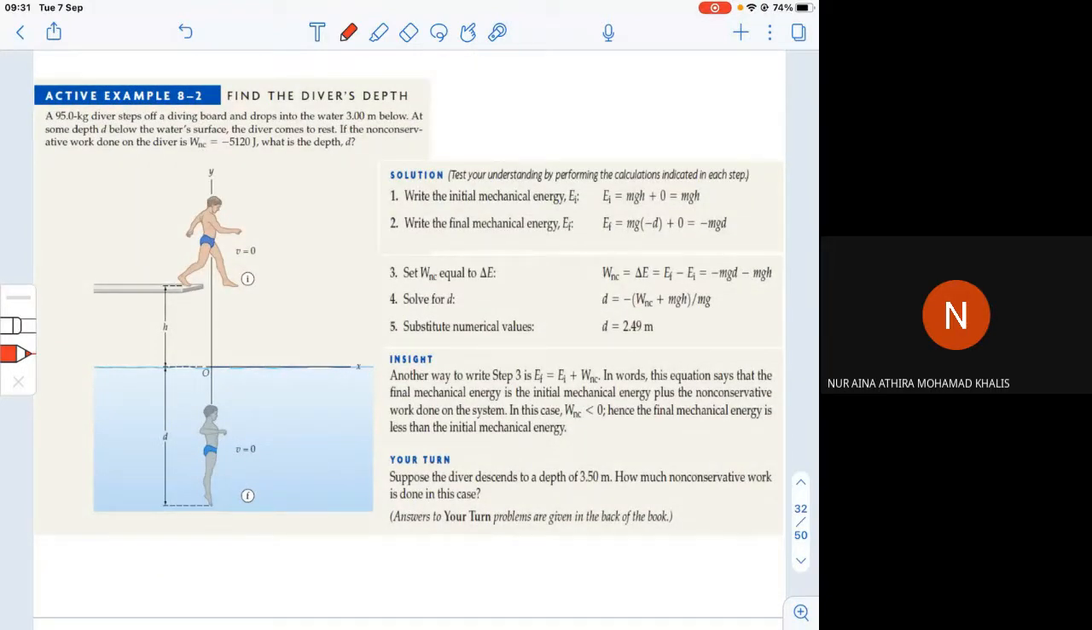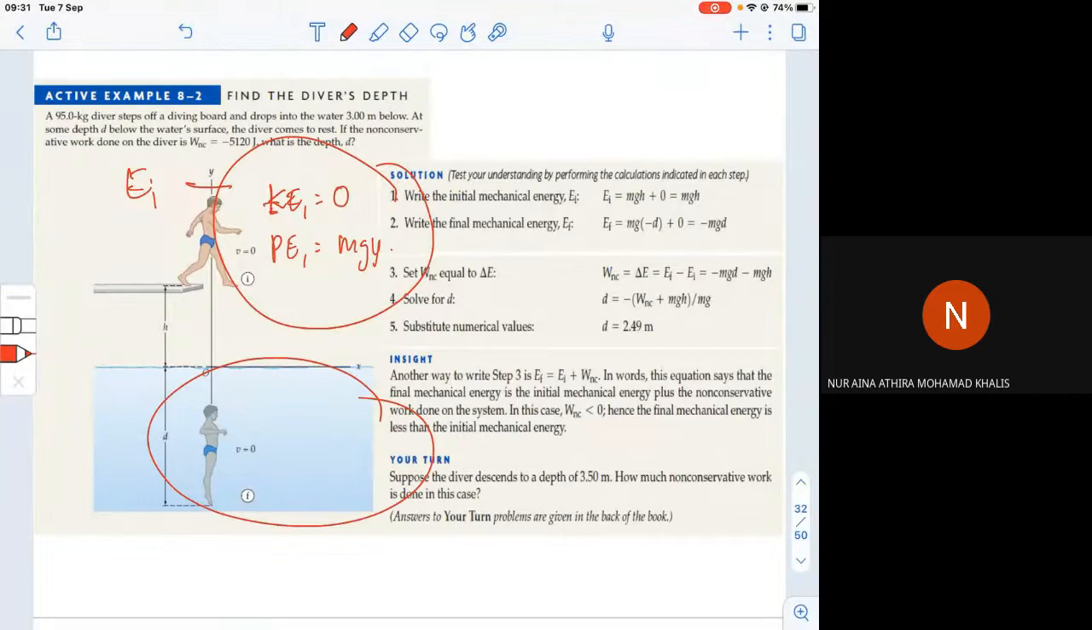All right. So this is another example. A 75 kilogram diver steps off a diving board and drops into water 3 meters below. So that means at this point, half mv squared, KE initial, becomes 0. At some depth, d, below the water surface, the diver comes to rest. The diver comes to rest, and at this point, PE initial is mgy. So initially, this is the total initial. And what happened at the final point?